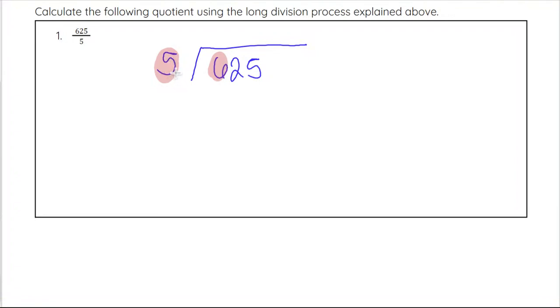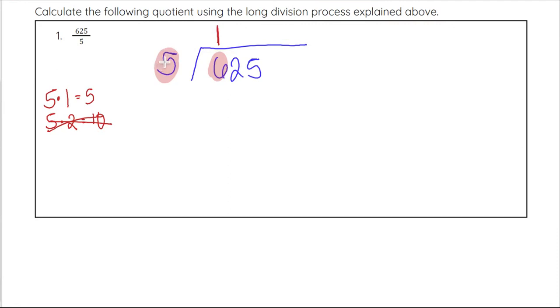So we have to look at what number times 5 is going to give me the closest number to 6 without going over 6. So if I start with 1, for example, 5 times 1 gives us 5, and 5 is not over 6. But if I went on and did 5 times 2, that would give us 10, which goes over 6, and so that does not work. So 1 is going to be the number that we put up top above the 6, because 5 goes into 6 one time.